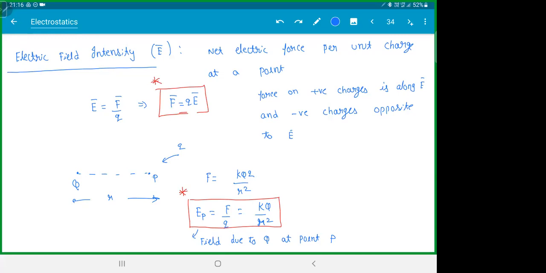So if you have multiple charges, then what will happen? Let's say point P is here, and you have multiple charges Q1, Q2, and so on until Qn. Remember, field is a vector quantity. So this is E1 bar, E2 bar, E3 bar, En bar. So the field at P will be E1 bar plus E2 bar plus so on till En bar.